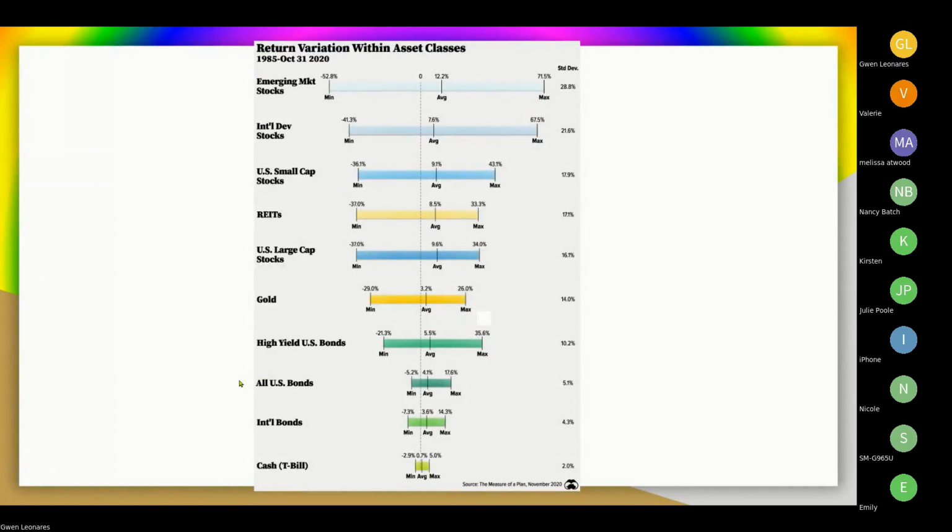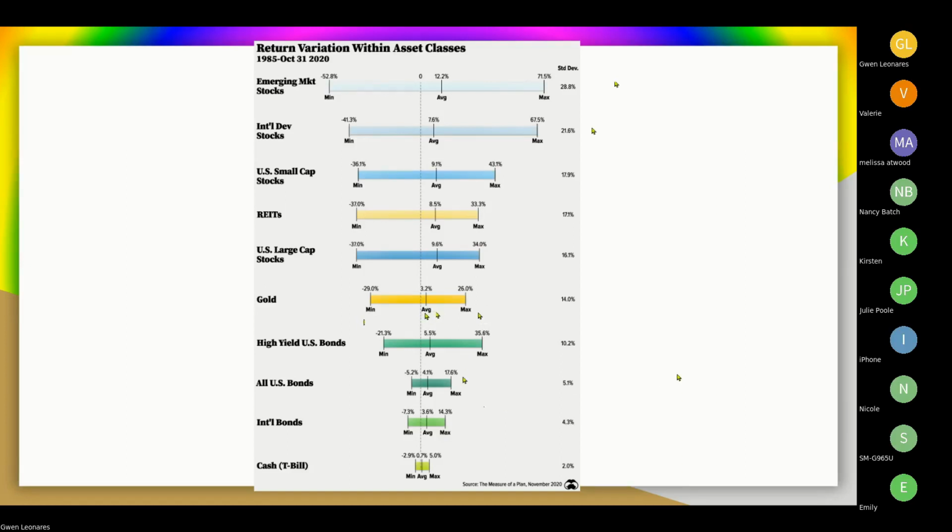I don't know if you guys can see the screen. I'll just talk it through. So this one is from 1985 to 2020. And this is telling you, here's a bunch of asset classes, and it's telling you what their average earning is over that time period. Like here's an earning year, gold 3.2, high yield US bonds 5.5, but it's also showing you this range of what it could be during that time period.